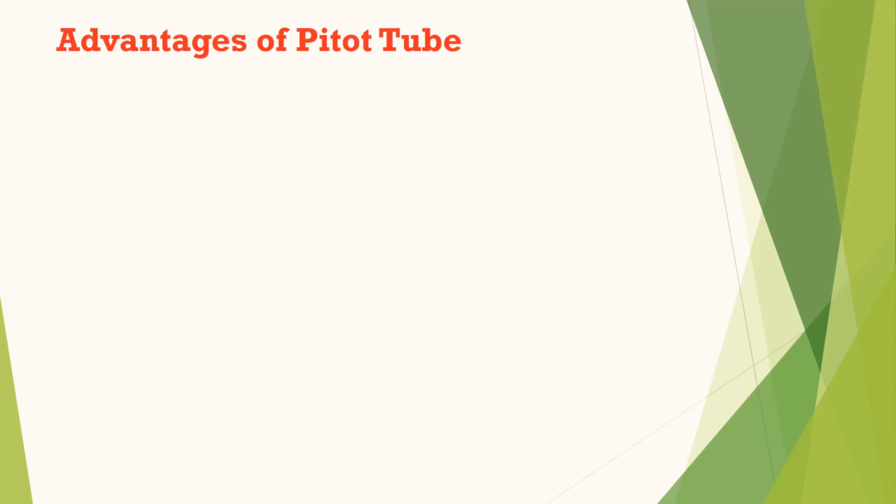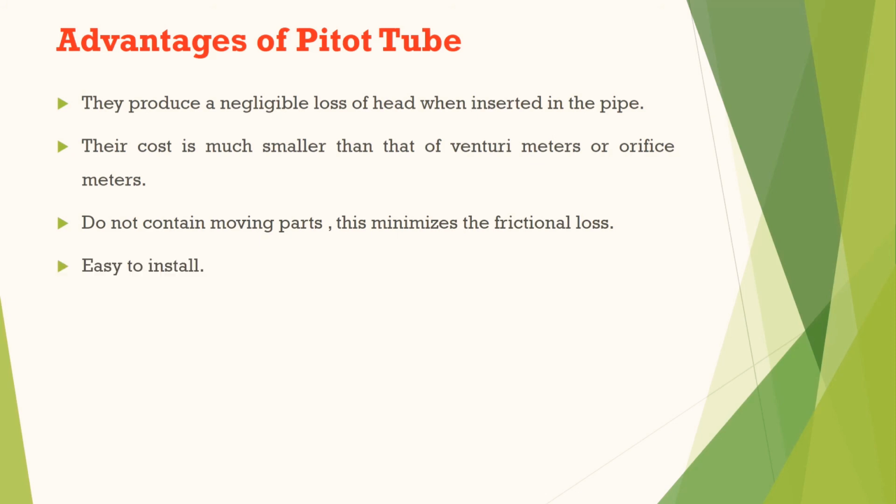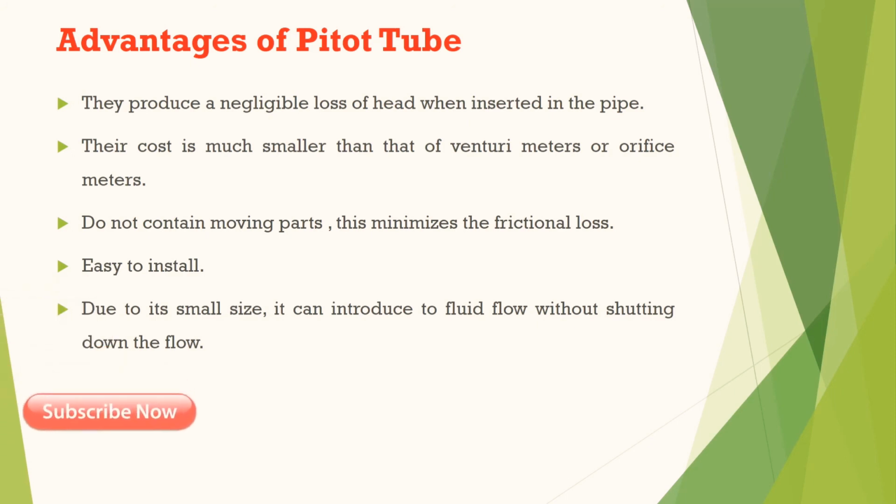Now let us see some of the advantages of Pitot tube. They produce a negligible loss of head when inserted in the pipe. Their cost is much smaller than that of venturi meters or orifice meters. They do not contain moving parts, so we can say that this minimizes the frictional losses. Easy to install. Due to its small size, it can be introduced to fluid flow without shutting down the flow.